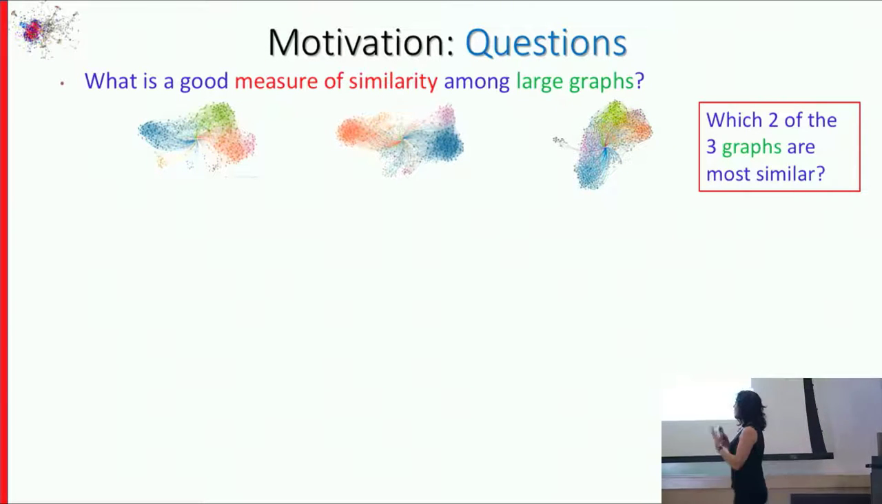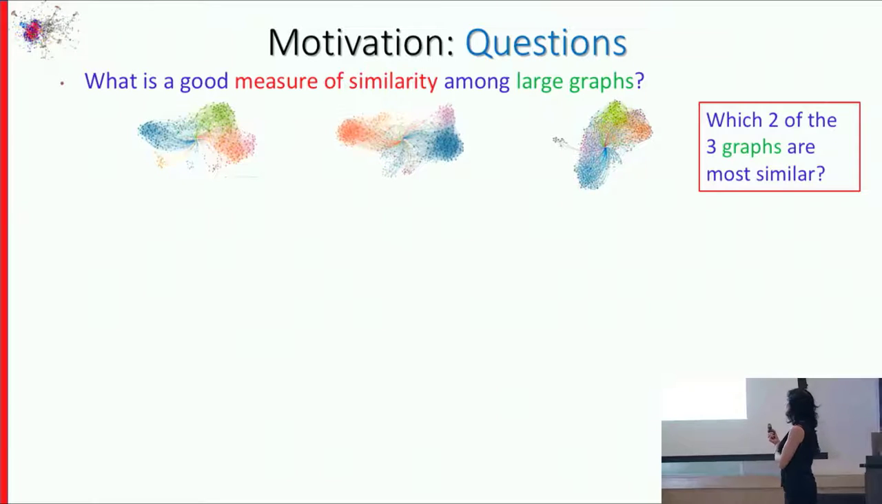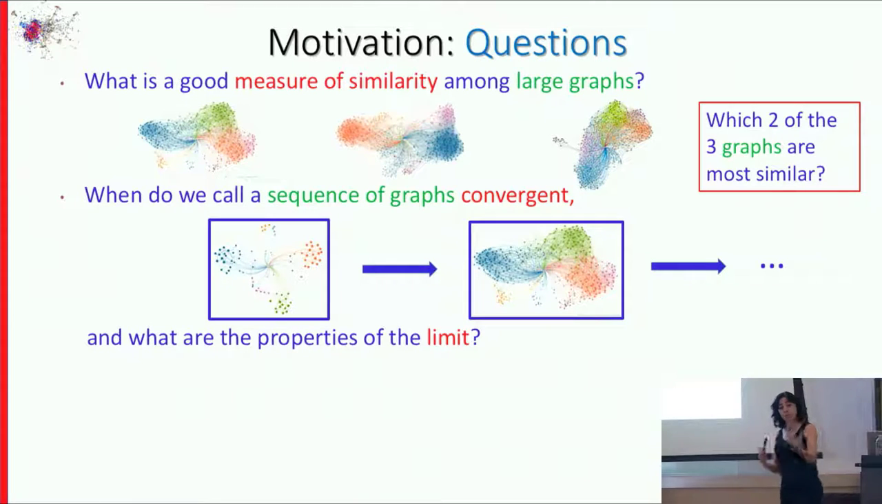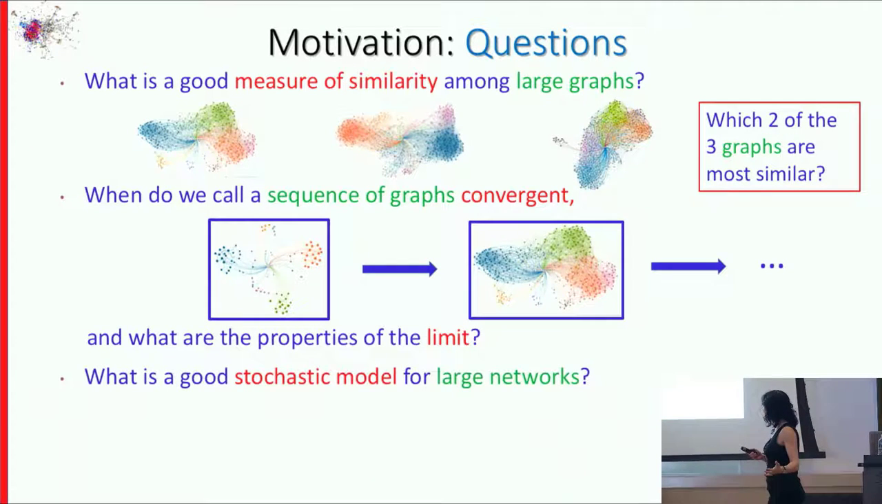Okay, so the first thing we're going to ask is, what is a good measure of similarity among large graphs? If I gave you these pictures and asked which two of the three are more similar, you would say, well, by what criteria should I consider them to be similar? Then, when do we call a sequence of graphs convergent? If we have a measure of similarity, maybe we get a metric from that. Can we get convergence in that metric? And what are the properties of the limit?